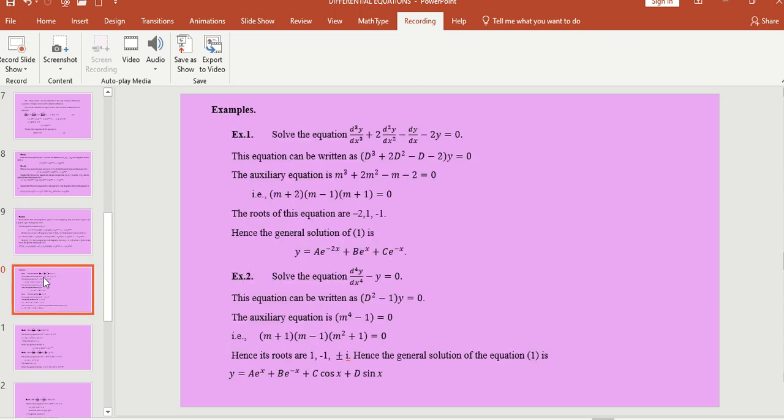Now we will see one example related to this. We have d³y/dx³ + 2 d²y/dx² − dy/dx − 2y = 0. In this given equation, we can see that the coefficients of the derivatives are all constant. So this is of the type of linear differential equations with constant coefficients. So we have the auxiliary equation, which is D³ + 2D² − D − 2 = 0.